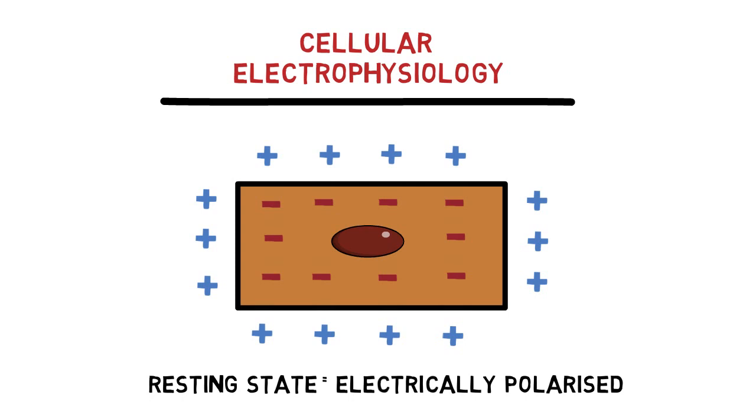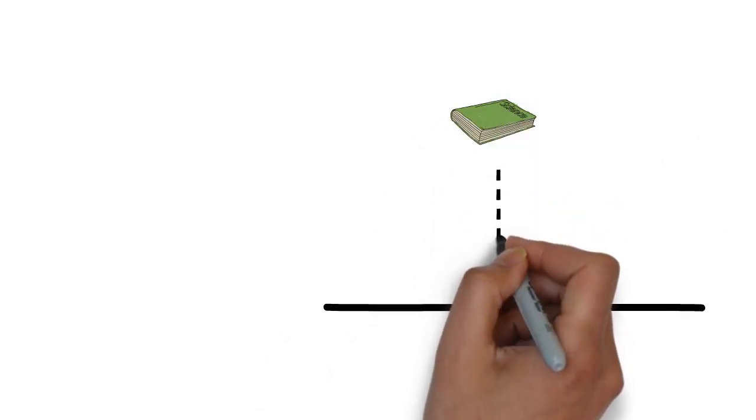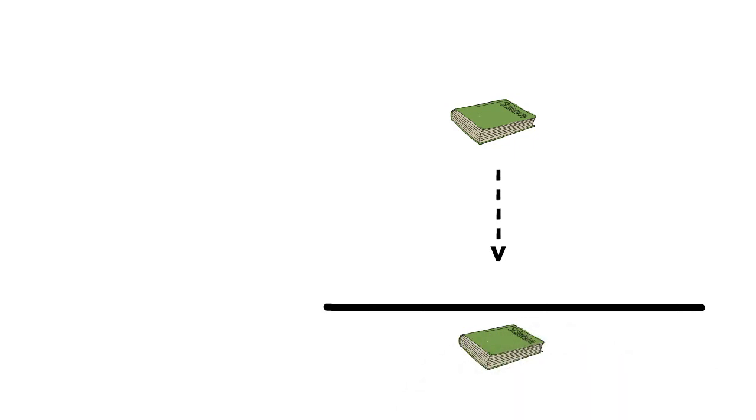Shouldn't all things balance at rest? And why isn't the electrical charge evenly distributed so that it will be neutral? Well, let's revise some basic physics. Take a book, for example, and let it go from a height above the floor. We would expect that the book will fall. Why? Well, we will say that it is because gravity exists.